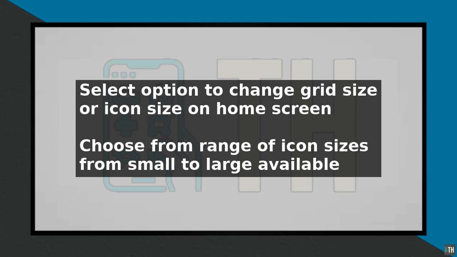In addition to changing the app icon size, you can also customize the look and feel of your home screen by adding widgets, changing the wallpaper, and rearranging the icons. To add a widget, long press on an empty area of the home screen and select the widget option. To change the wallpaper, long press on an empty area of the home screen and select the wallpaper option.